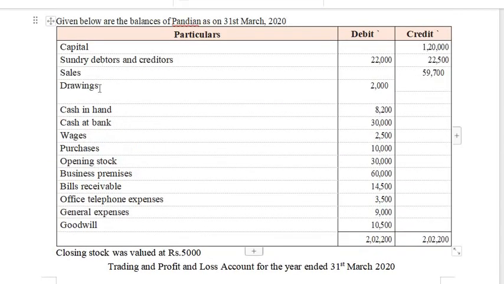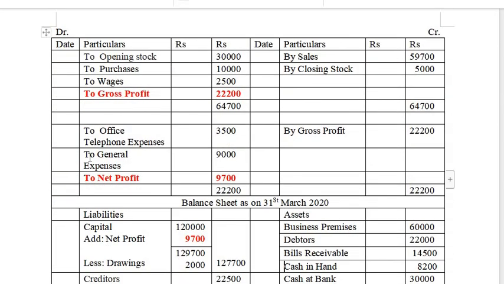So what indirect expenses are given? That is office and telephone expenses and general expenses. These two are the only indirect expenses that I will mention here. There is no indirect income. So totaling 22,200 on the right hand side.